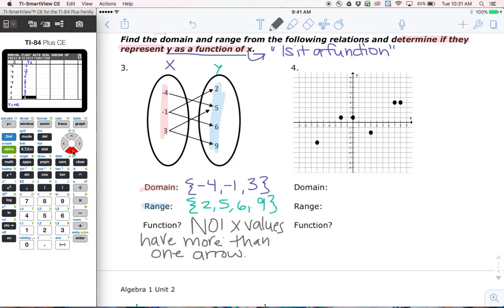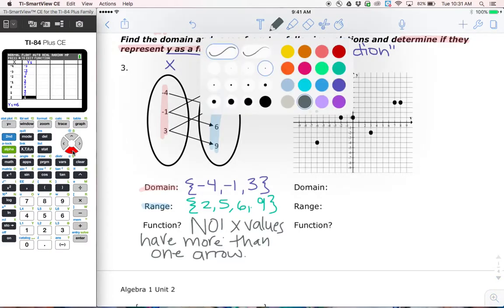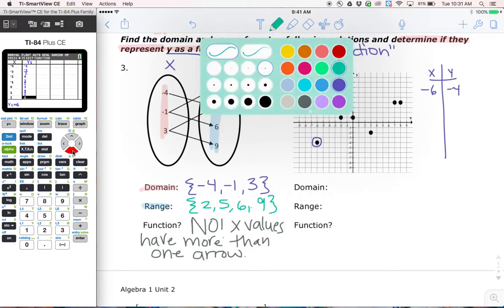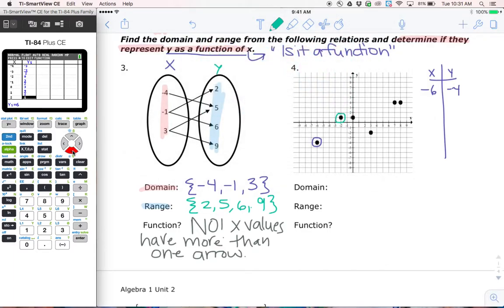Okay, on the next one, we've got our domain and range, so we're looking at these points. I find that students make lots of mistakes just looking at a graph, so I'm going to make a quick table. And I'm going to list each of my points in my table. All right, the first one's in blue. So that point right there is -6, -4. The next point I'm going to look at is here. This point is -2, +1.